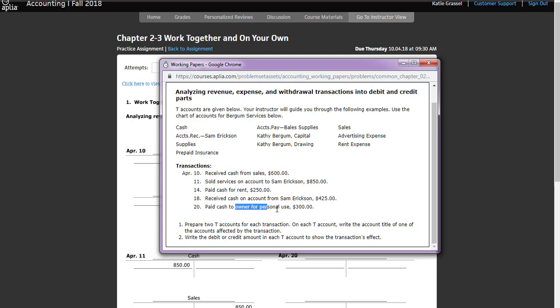Now we have this right here, owner for personal use. So who is our owner? Kathy Burgum. So we have two accounts here, right? We have Kathy Burgum Capital and we have Kathy Burgum Drawing. Capital is what we use for investments. Drawing is what we use for withdrawals. So it's going to be drawing. Anytime an owner takes something out of the business, we're always going to use the name of the owner and drawing. So know that. Withdrawals goes with the account ending with drawing.